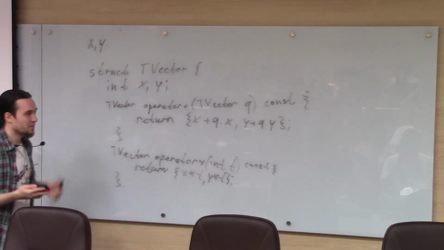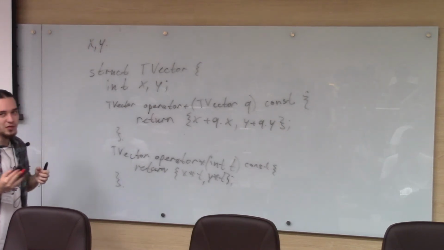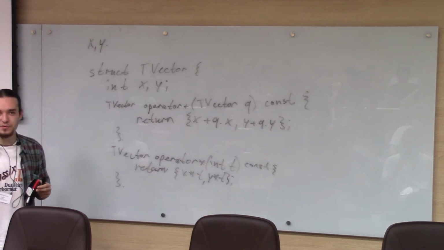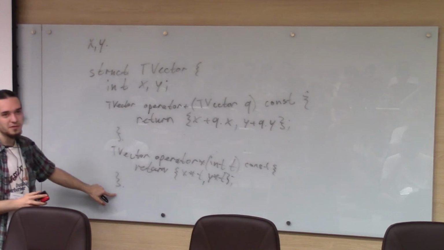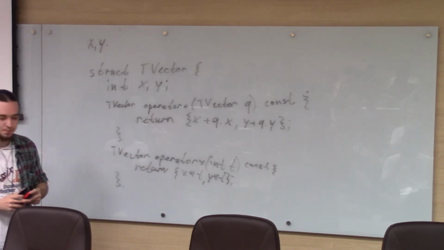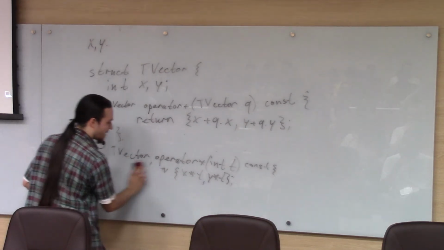Okay? So this is very simple. It's an illustration of the principle. Basically, for every simple operation we're going to use either an operator or an external function. Okay, so let's move on.